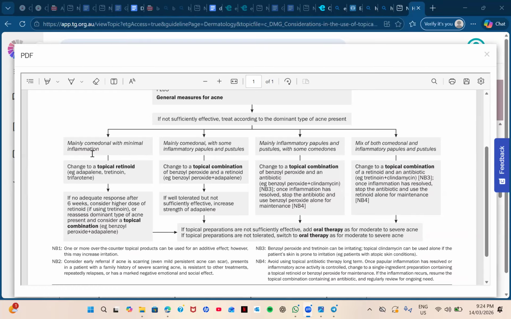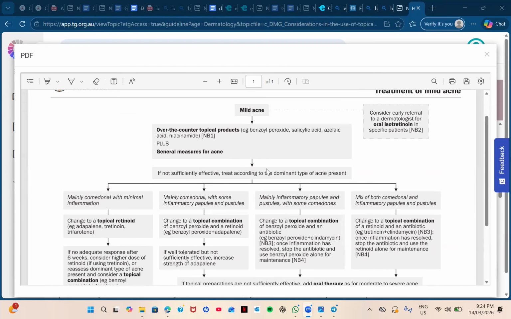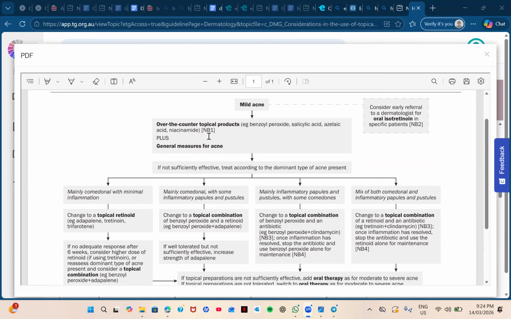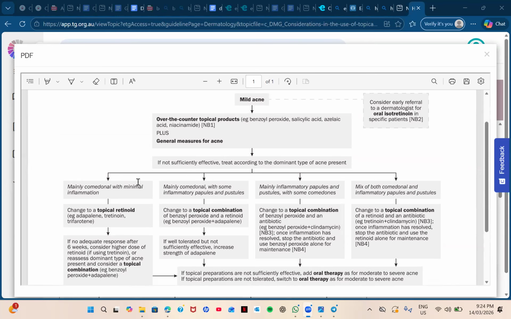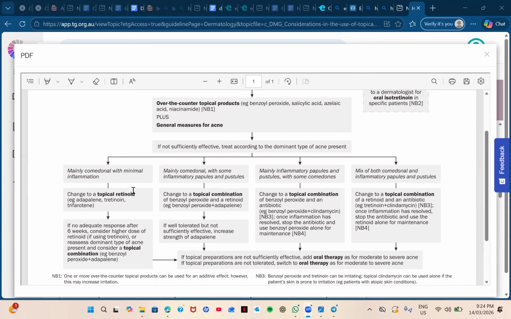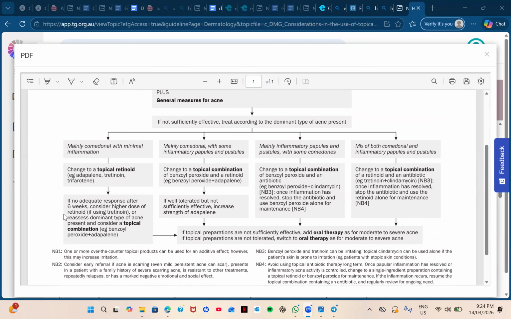So, topical retinoid. First things first, if it is a mild case, start with over-the-counter products like benzoyl peroxide, salicylic acid, azelaic acid, niacinamide. Then, if it is not effective and it is mainly comedonal with minimal inflammation, use a topical retinoid. If no adequate response after 6 weeks, consider a higher dose of retinoid if using tretinoin, or reassess the dominant type of acne and consider a topical combination like benzoyl peroxide with adapalene.